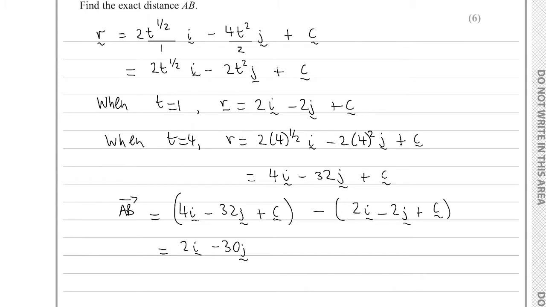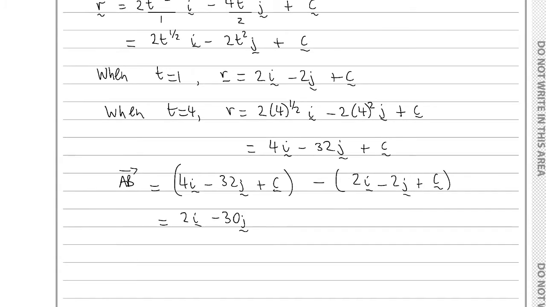We have to find the exact distance AB, which means it could possibly be in surd form. So the distance AB is simply found by applying Pythagoras, and this is giving us an answer of 2 root 226. That was question 6, the first question of the mechanics paper.